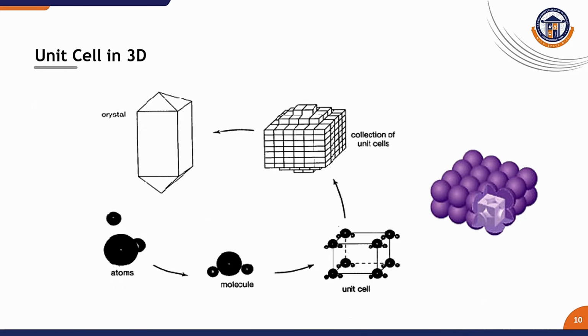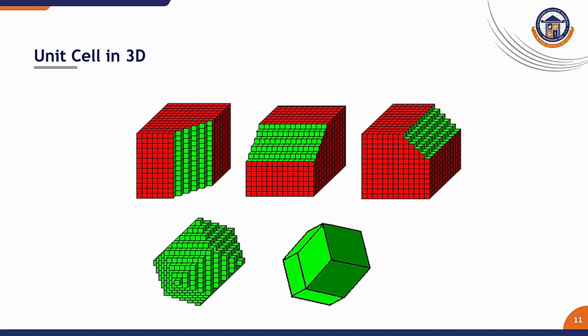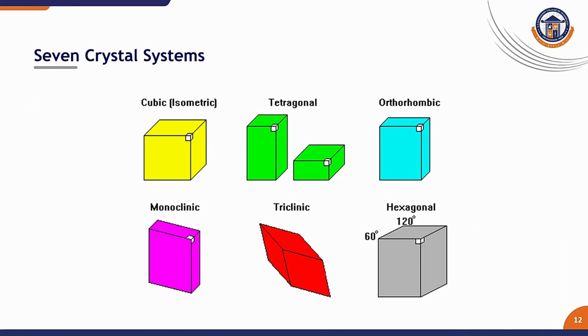Unit cell in three dimensions. This slide shows how a unit cell looks in three dimensions. The unit cell is defined by three edge lengths and three interaxial angles, and these parameters describe the geometry of the crystal lattice. This is the schematic diagram of a unit cell in three dimensions.